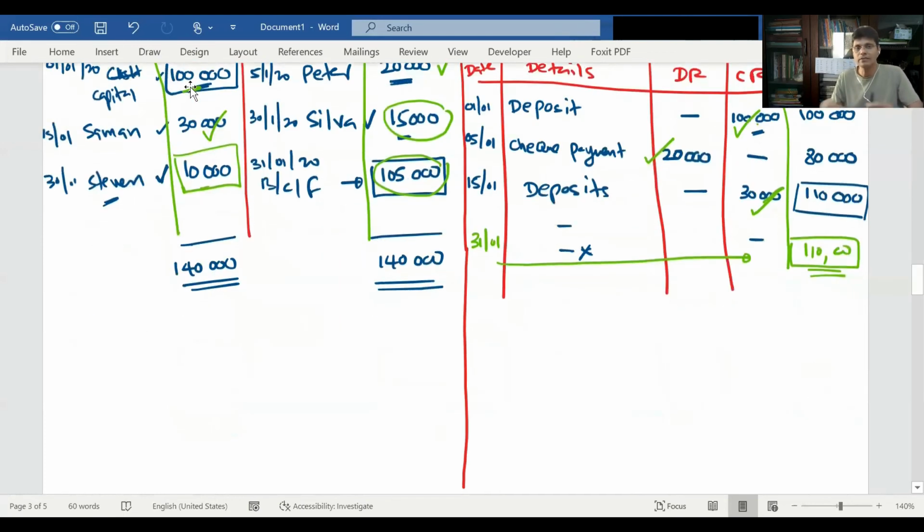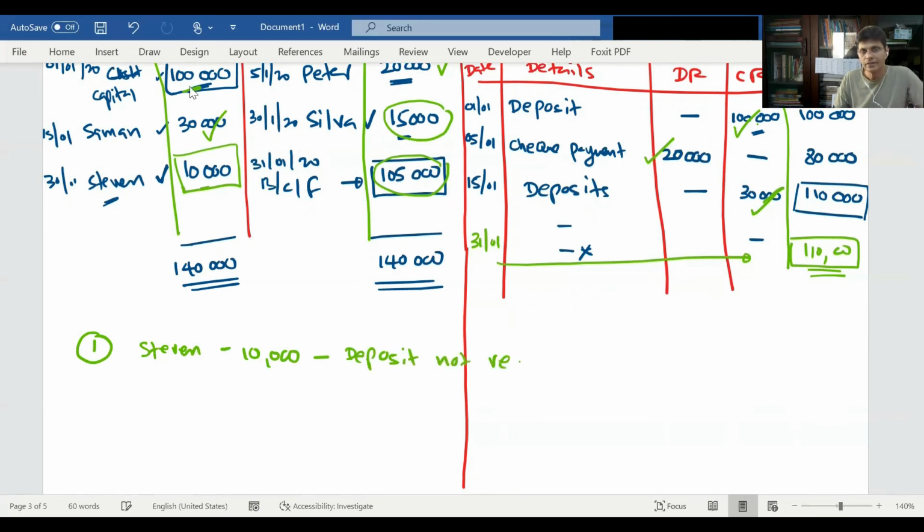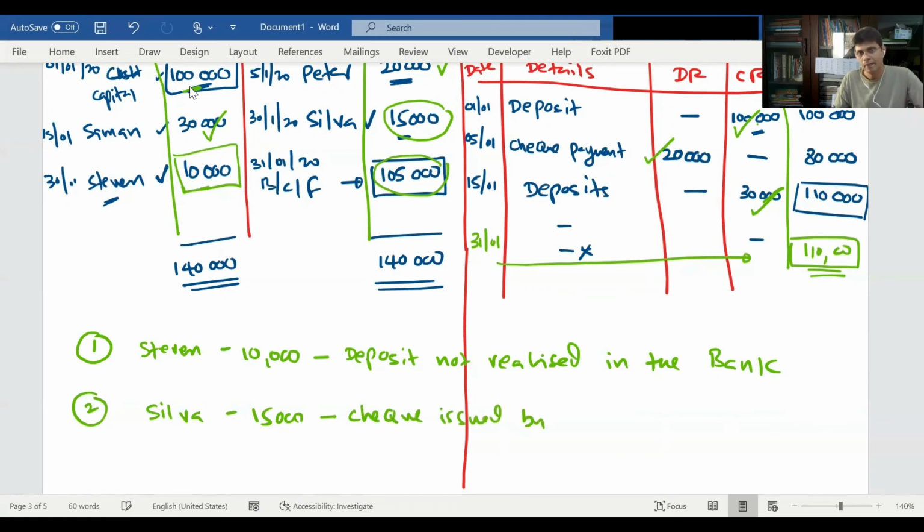What are the differences? Why are these two not balancing? The first one is because of this 10,000, Stephen's check. This is a deposit not realized in the bank. The second one, we issued a check to Silva, 15,000. So this is a check issued but not presented in the bank. Is that clear?